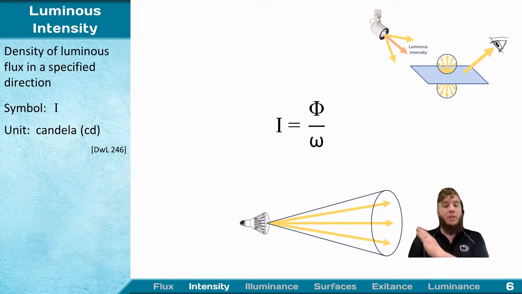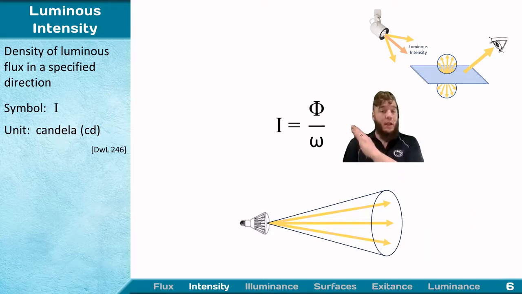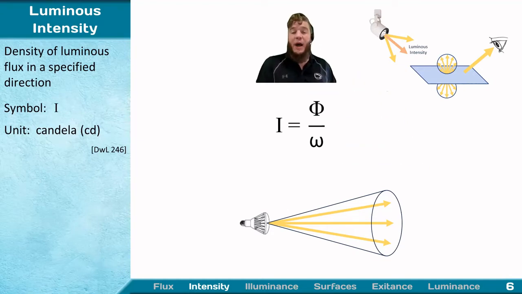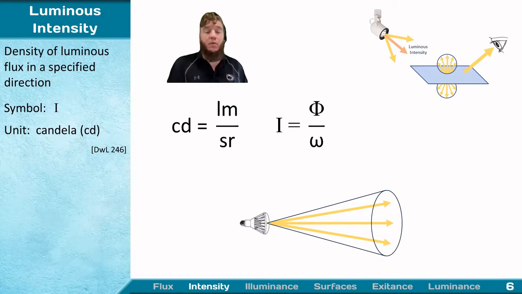But for now, we just need to know that the steradians of the solid angle is a particular size cone that contains a certain amount of light. And the amount of light that contains is our luminous flux right here, or phi. Dividing phi by the solid angle gives us our luminous intensity. So let's add some units to that. So there we have it. Candela is equal to lumens per steradian. Steradian, again, being a measure of the solid angle.